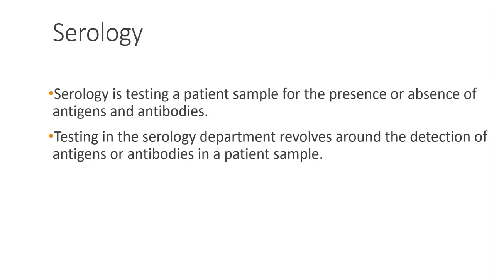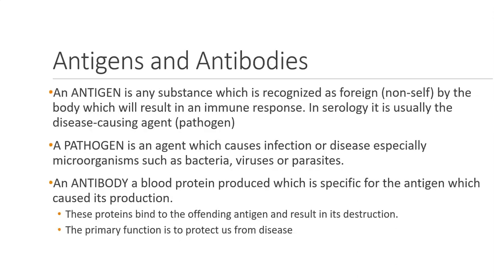We call this in vitro testing, in the test tube, because that's where the reaction will occur and become visible to the naked eye. To understand serology testing, you must have a concept of antigens and antibodies. These are crucial for the principle of the test and how these are created.